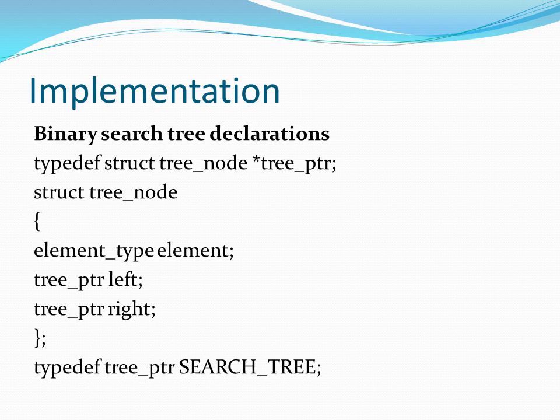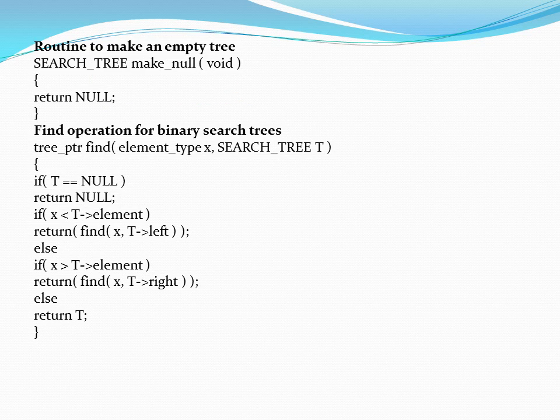Implementation of binary search tree. First, the binary search tree declaration. Here, struct tree node. It's a structure for a node. A node contains one value and two pointers, one for the left subtree, another one for the right subtree. So, element type element, then tree pointer left, tree pointer right. Then the routine to make an empty tree. To make the tree null, make null of search tree returns null.